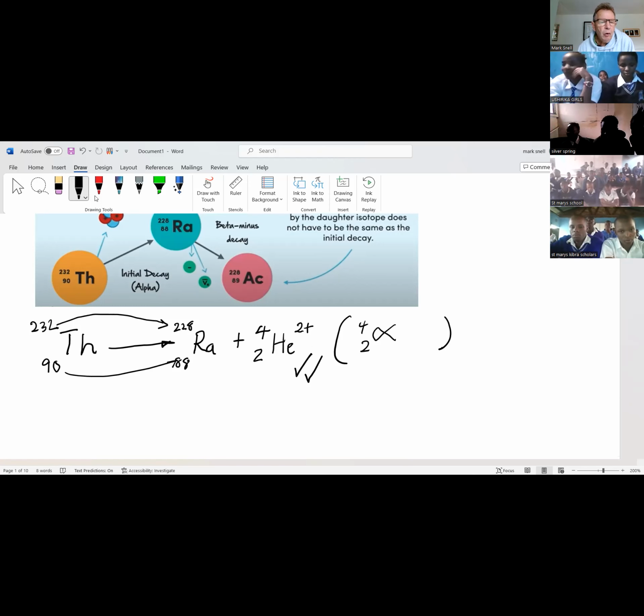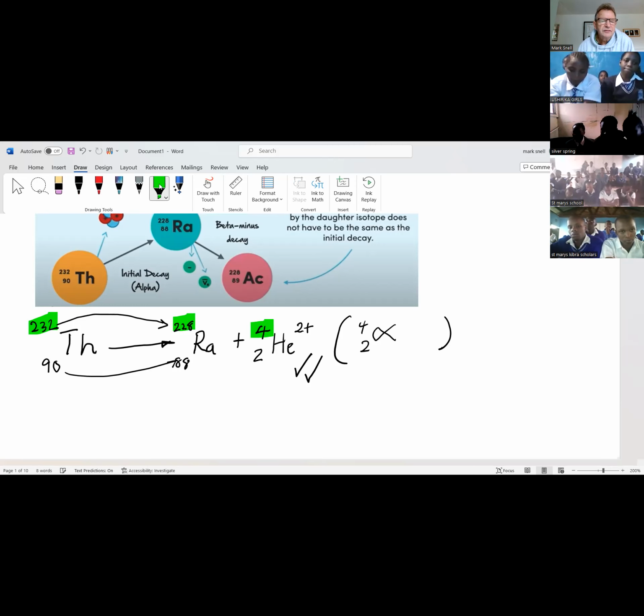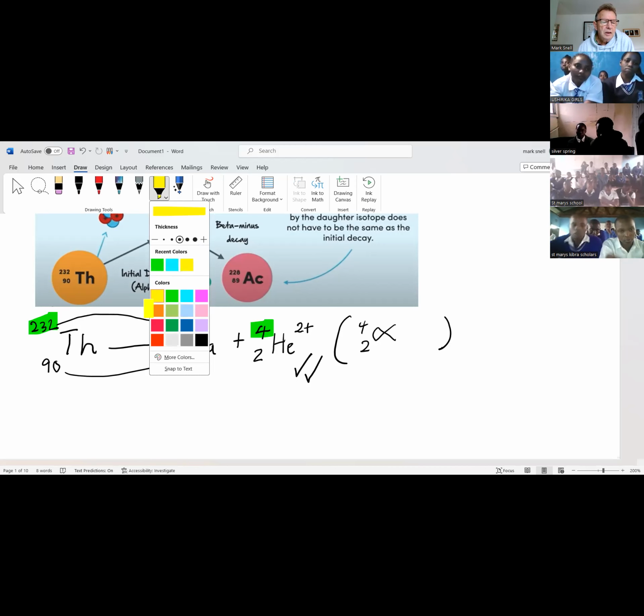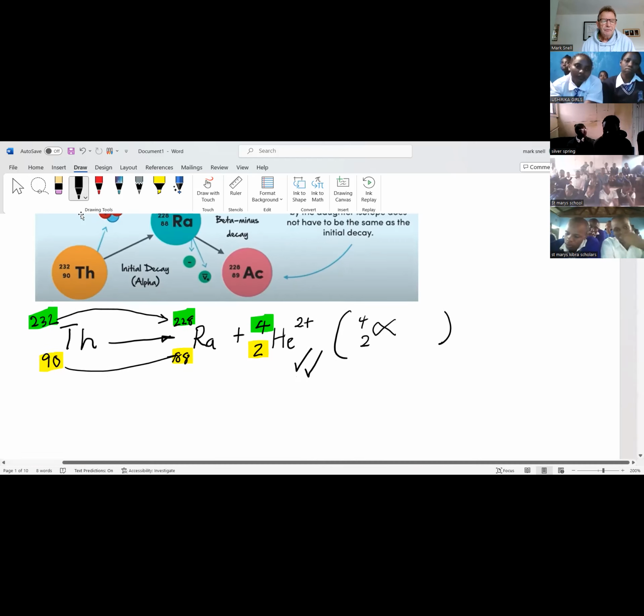Okay, so all we did was we looked at the numbers. 232 becomes 228, and therefore that's 4. 90 becomes 88, and therefore that's 2, because the two sides of the equation have to add up to make sense. Then it decays again. So that's how we know what was formed there.